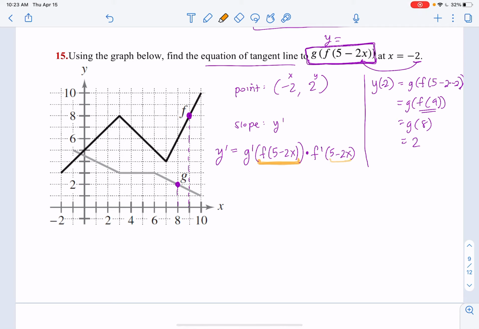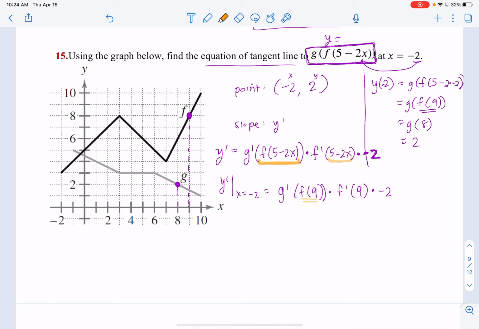So chain rule says now, again, multiply by the derivative of the inside. And this time, the derivative of the inside is simply -2. So we've reached a stopping point. But we want the slope now when x is equal to -2. So we'll simply plug it in. G prime of f of 5 minus 2 times -2 gives us 5 plus 4, which is 9, times f prime again of 9 times -2.